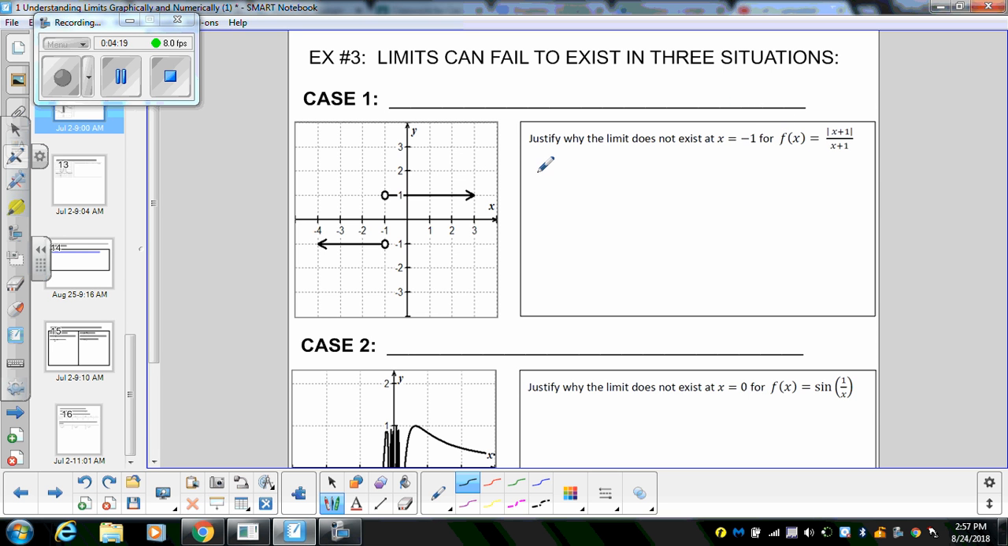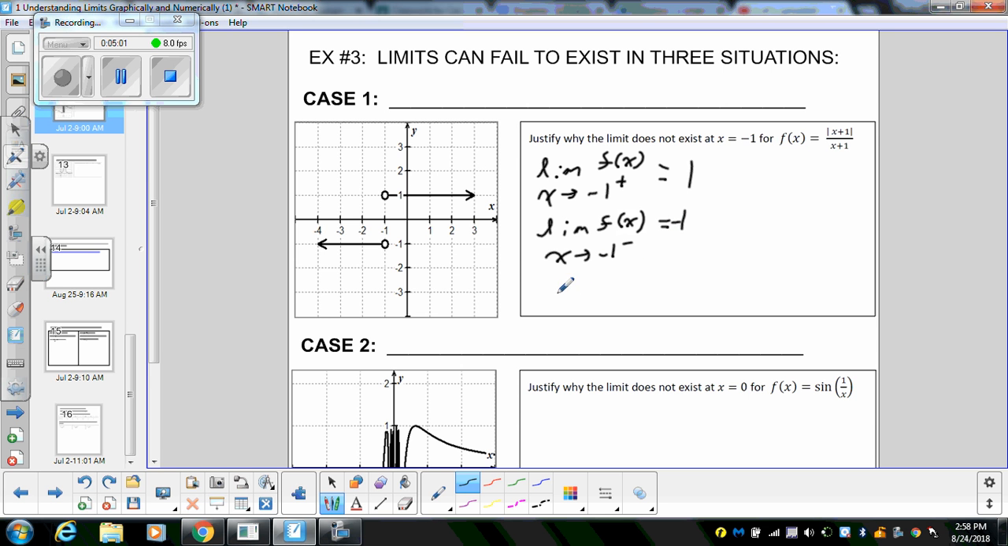So what we're going to do is find the limit as x approaches negative 1 from the right side. And on the right side, it's easy enough to know it's approaching 1. Alright, so let's now look at the limit of f of x as x approaches negative 1 from the left side. So again, if we look at that one, it's negative 1.